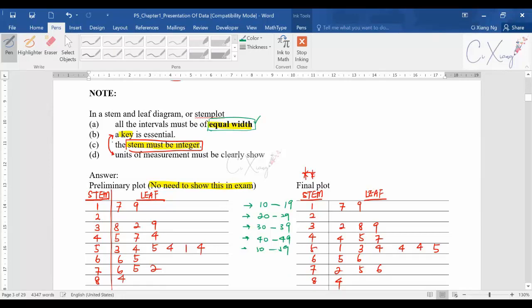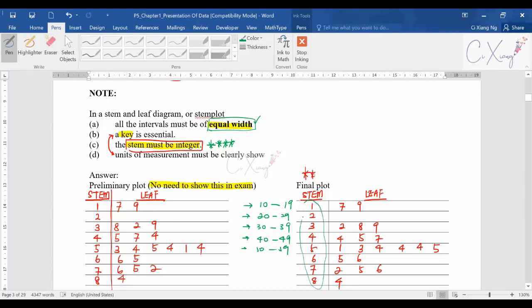All right, and then the key is essential. I told you already, right? The key is written down there. The stem must be integer. Okay, this is a point that you need to know. When we talk about the stem must be integer, you see all the stems that I listed out just now are integers, right? There's no decimal number. Okay, so you have to remember this.